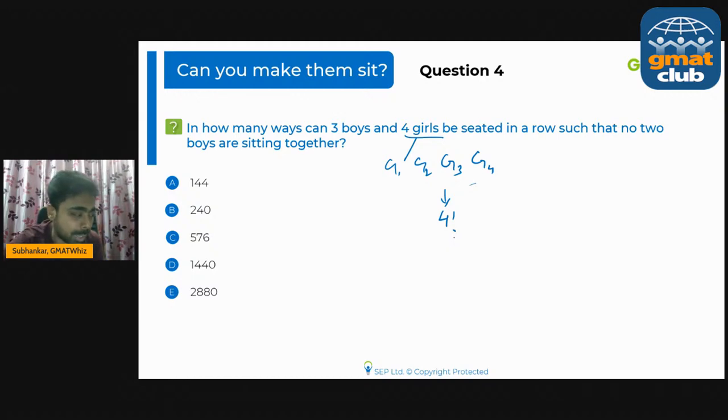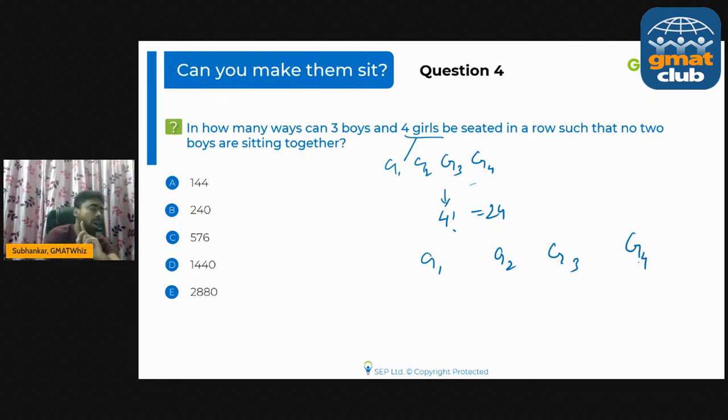You can arrange them 4 factorial ways. Now, what are those 4 factorial ways? I need not write all of them. 4 factorial is 24. But let me just write one of the ways, so that I get into the next part. So if one of the ways is there, now understand where I can place those boys.